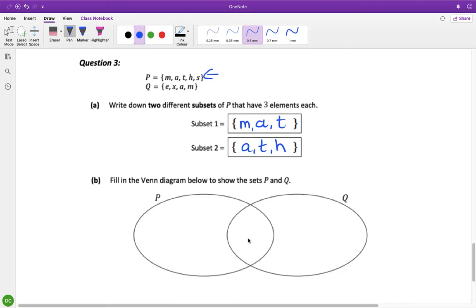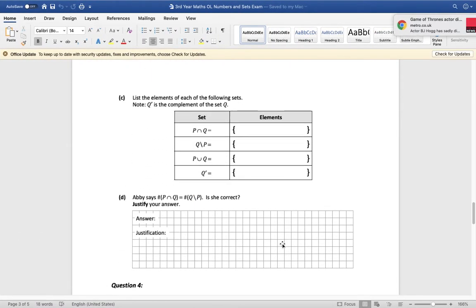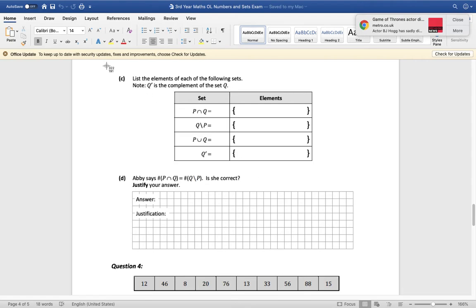Okay, fill in the diagram. Again, we're going to try and get a little bit of overlap. Hopefully we do it right this time. M is definitely an overlap. A is an overlap, it's in both. T and H, no, and that's it. So once M and A are gone from P, I'm left with T, H and S. And once M and A are gone from Q, I'm left with E and X. So that's what your Venn diagram should look like. And then we have a couple of little questions.